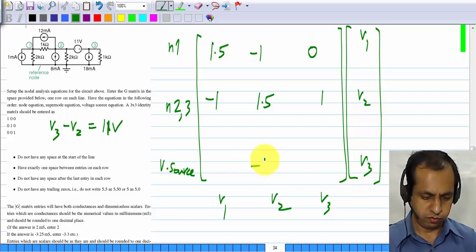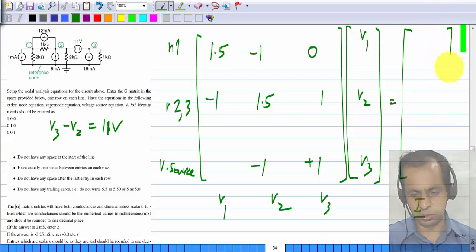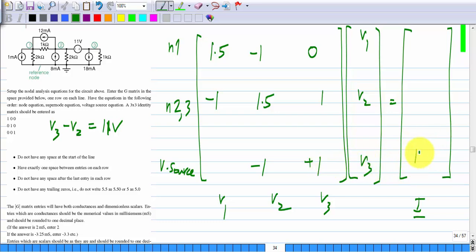So we have minus V2 plus V3, and here the current vector, I call it current source vector, but it has both currents and voltage sources. So the third entry will be 11 volts, it will be in volts. Okay. And the first one will be the total current into the first node, 12 minus 1, which is 11 milliamperes, and the second one, it is 12 going away and 8 coming in and 18 going away. Okay, because this is the super node, the total current going into the super node is plus 8 minus 18 minus 12. Okay, so which comes out to be minus 22 milliamperes.